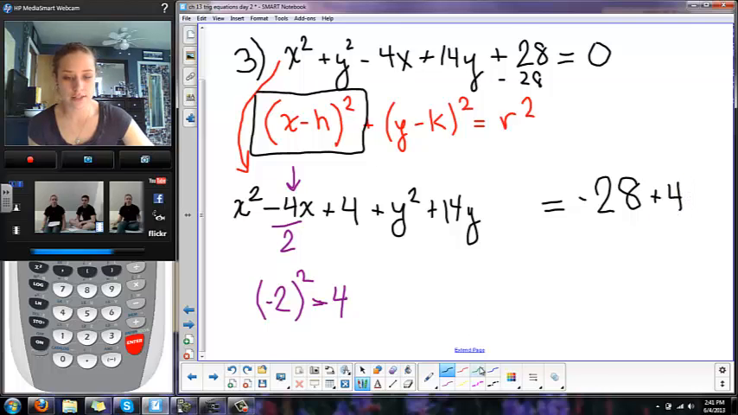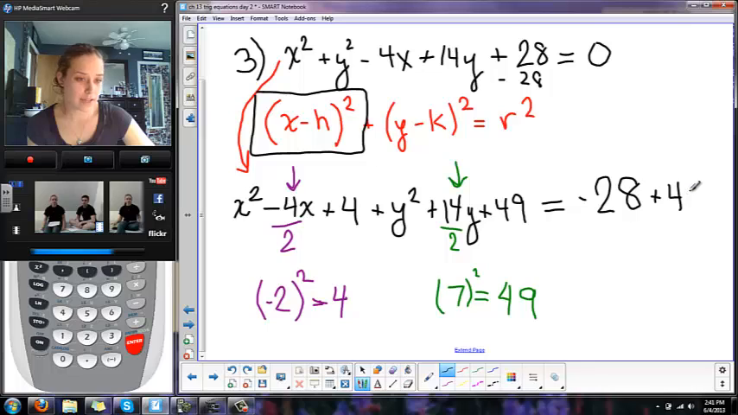Now we're going to do the exact same thing for the y terms. You're going to take your b term right there and divide it by 2. So 14 divided by 2 gives me 7. 7 squared is equal to 49. So I'm going to add 49 right here. That's going to be the perfect number that we needed to complete the square, and I have to add 49 over here as well.